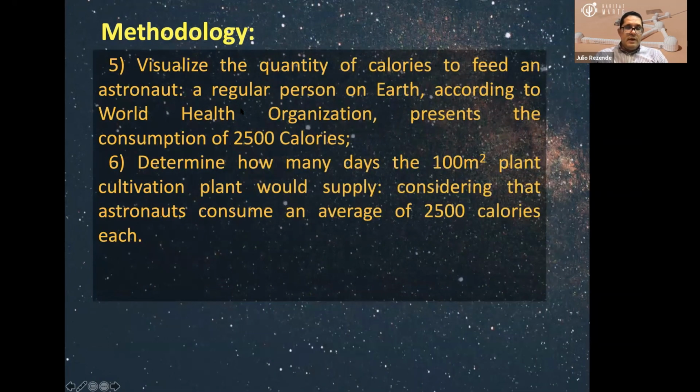The fifth step, visualize the quantity of calories to feed an astronaut. A regular person on Earth, according to the World Health Organization, consumes 2,500 calories. Also determine how many days the 100 square meter plant cultivation would support. In this case, consider that astronauts consume an average of 2,500 calories each per day.